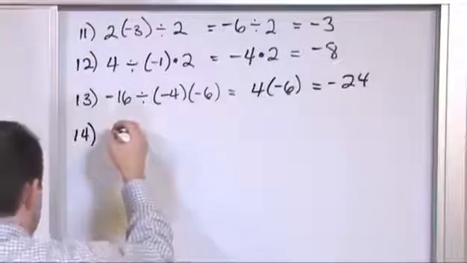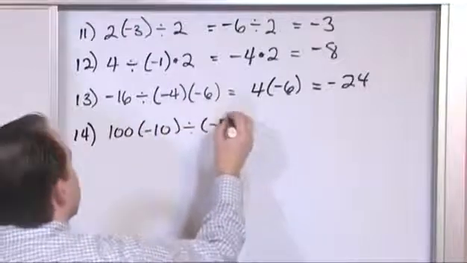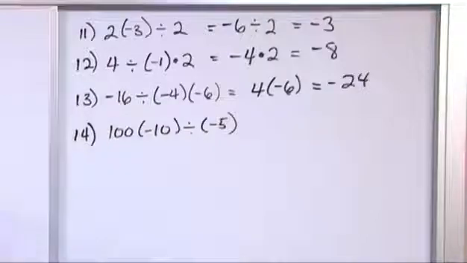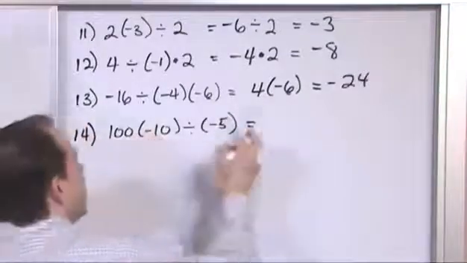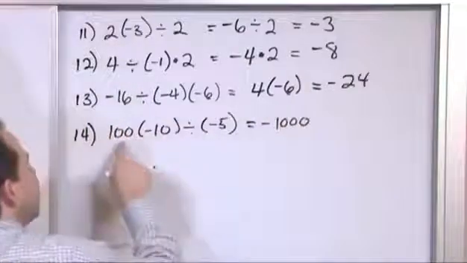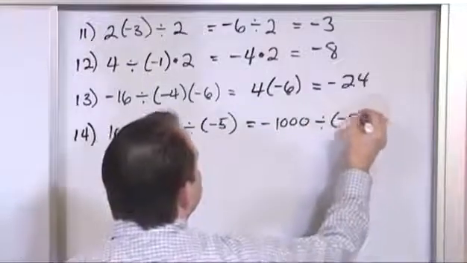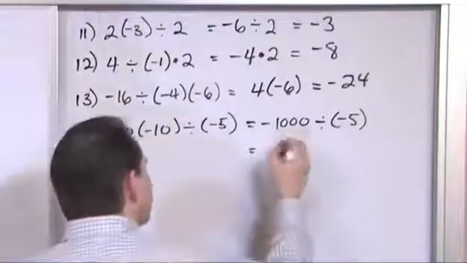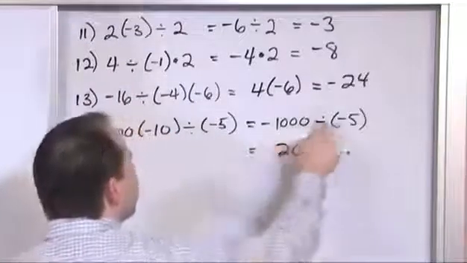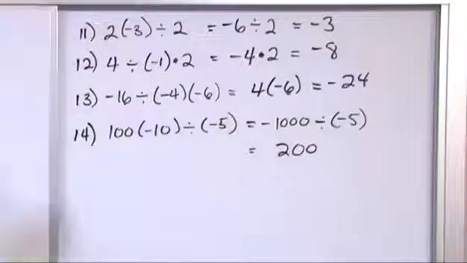Let's say we have 100 times negative 10 divided by negative 5. So we have multiplication, we have division. There's really nothing to do inside of these parentheses here, because they're just numbers in there. So we'll just go left to right. So what we'll have is 100 times negative 10 is negative 1,000, because 10 times 100 is 1,000, and these signs are different. So we have a negative sign. And we're going to divide by negative 5. We're going to get an answer of 200, and it's going to be positive because both of these signs are the same.